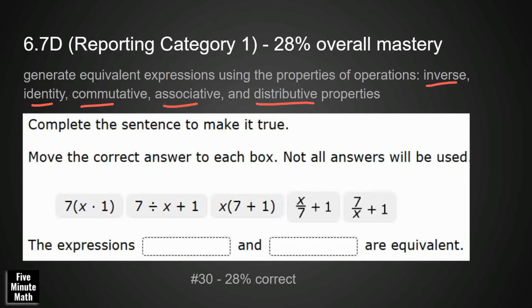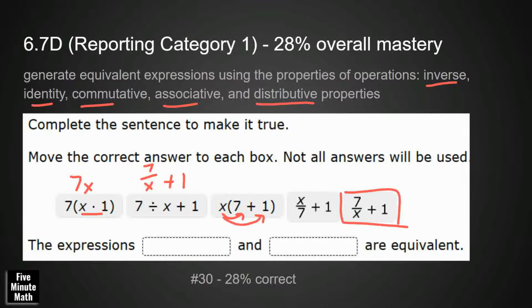And so this one is actually the identity property because anything times 1 is itself. So this is just 7 times x or 7x, right? And this is just showing one way to show division: you can make it a fraction, which, as we can see, is going to match this right here. This is the distributive property.